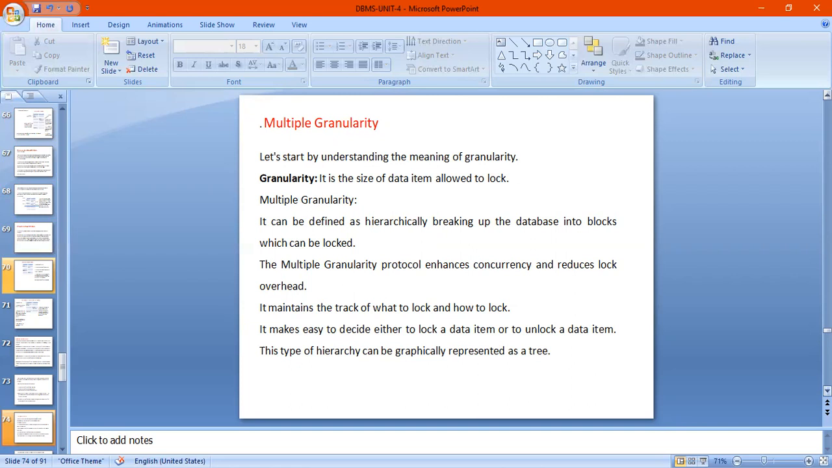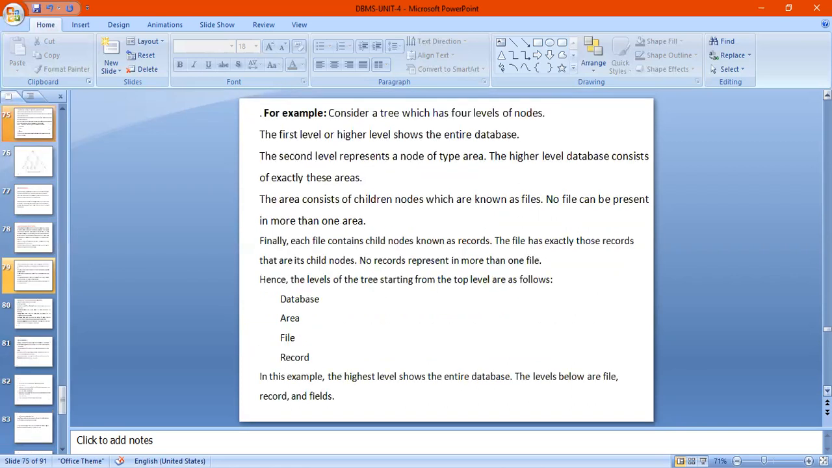This type of hierarchy can be graphically represented as a tree. For example, consider a tree which has 4 levels of nodes. The first level, or highest level, shows the entire database. The second level represents nodes of type area. The highest level database consists of exactly these areas. The area consists of child nodes, which are called files. No file can be present in more than one area. Finally, each file contains child nodes known as records. The file has exactly those records that are its child nodes. No record is present in more than one file.